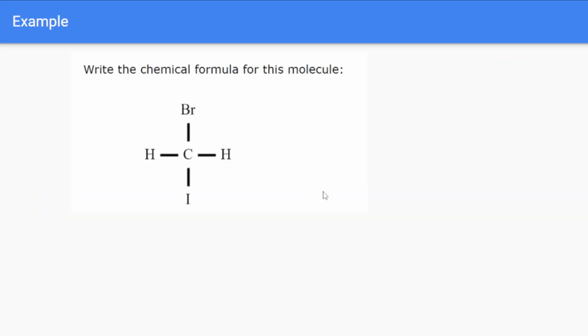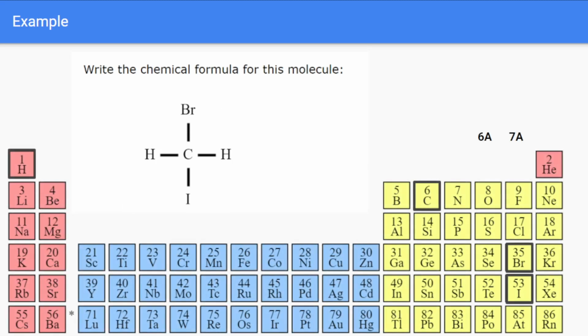Here's an example. In this compound, bromine, hydrogen, carbon, and iodine are all present. They're all bonded together. And so the trick is to look at the periodic table from left to right and then bottom to top. Remember that hydrogen is an exception. Hydrogen is at the end unless there are group 6 and 7A elements. And if that's the case, then hydrogen comes before these. And that's what we have here.